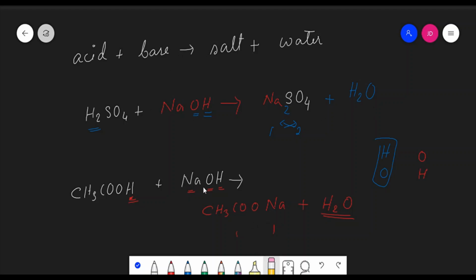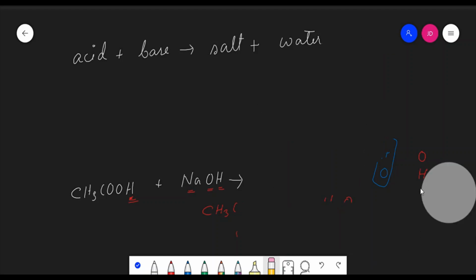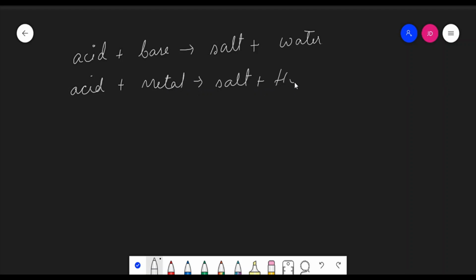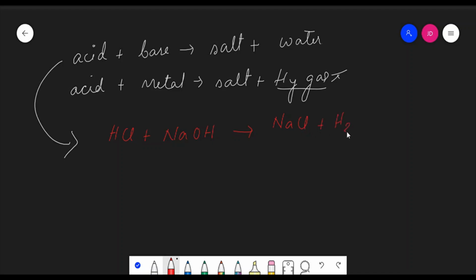So just to be sure, let's compare it with the first reaction. The first reaction was acid plus metal. The answer was, we got obviously salt and hydrogen gas. Why is water not forming here? Hydrogen gas. So let's see this reaction. Let me write it in red color. HCl plus NaOH giving us, what will it be? NaCl plus H2O. Here, let me write this in blue color. HCl plus Na, it was NaCl plus H2.